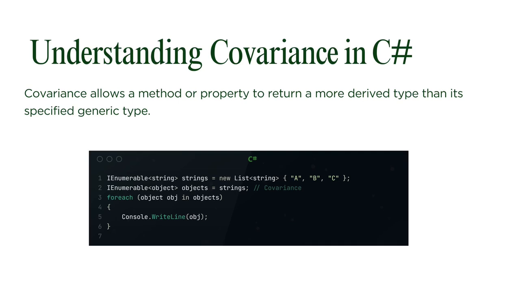Here we have a list of strings, which is assigned to IEnumerable of string. And since IEnumerable supports covariance, we can further assign this to IEnumerable of object. Notice how we then loop through the collection using a foreach loop, and everything runs smoothly because the runtime understands that strings are compatible with objects. Covariance is particularly useful when working with methods that return collections of types in inheritance hierarchies.